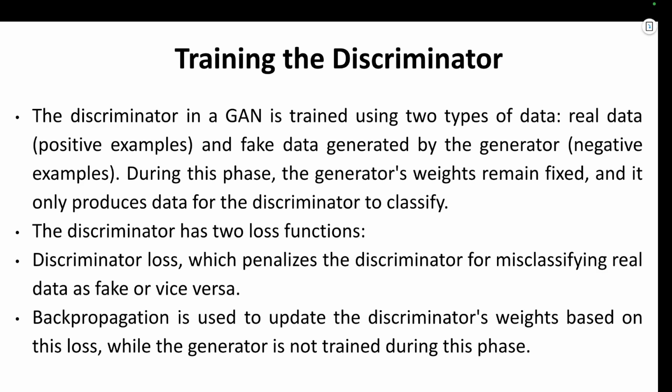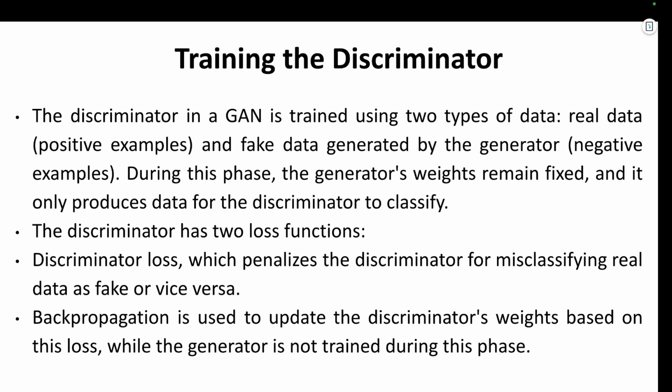The discriminator of a GAN is trained using two types of data. One is the real example and another is the fake data generated by the generator. During this phase, the generator weights remain fixed, and it only produces the data for the discriminator to classify.